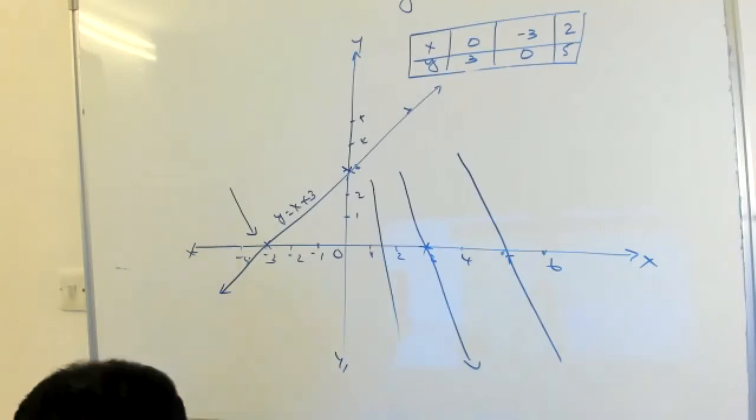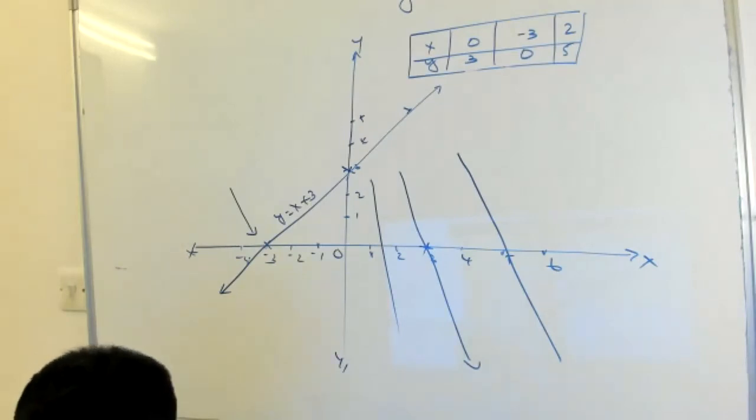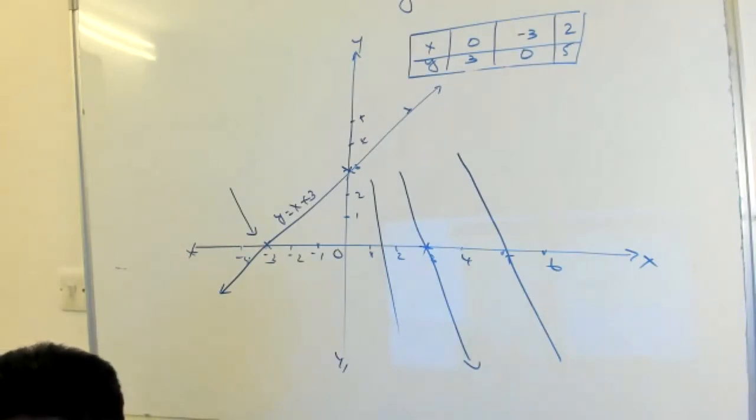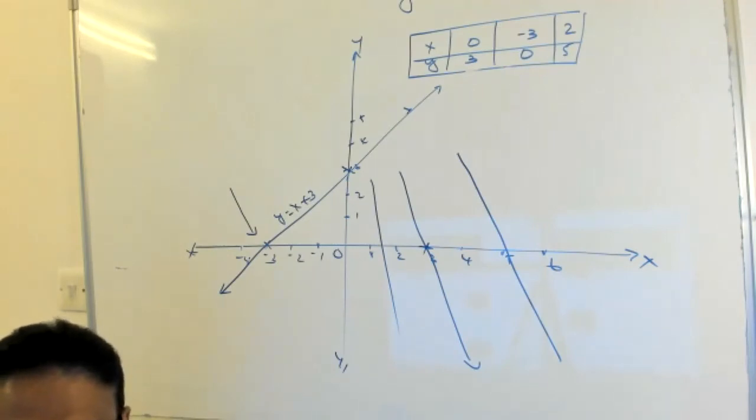Okay. Then the graph of the linear polynomial is a straight line. Therefore, a linear polynomial has one and only one 0.